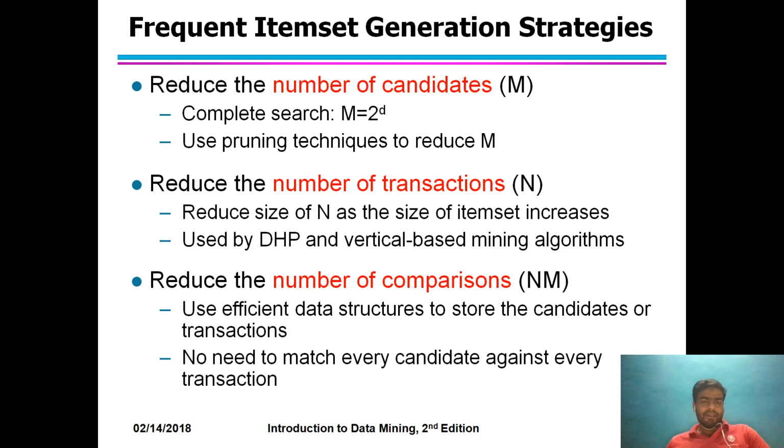Next is to reduce the number of transactions n. Instead of having a huge number of transactions, take fewer transactions, reducing the size of n as the size of the item set increases. That is used in vertical based mining algorithms. Another method is to reduce the number of comparisons, that is n and m. Use efficient data structures to store the candidates or transactions, so there is no need to match every candidate against every transaction. So there are 3 strategies to reduce the number of comparisons in frequent item set generation: reduce the number of candidates, reduce the number of transactions, or reduce the number of comparisons.